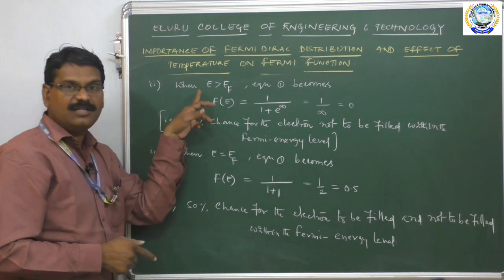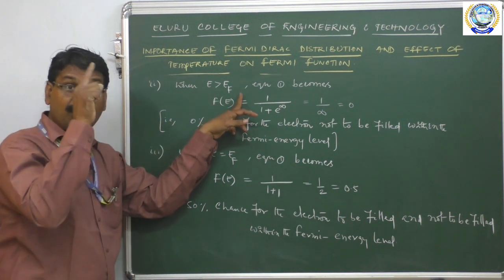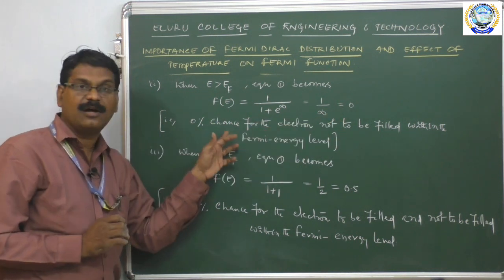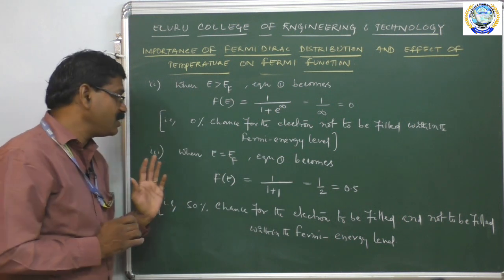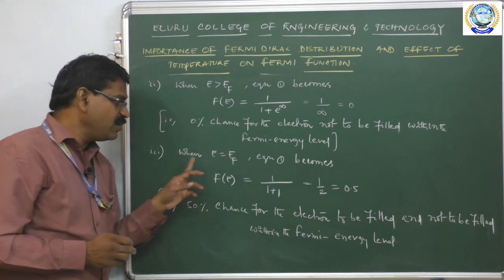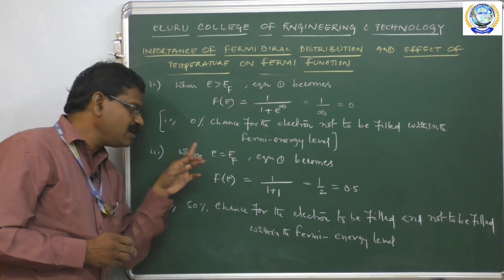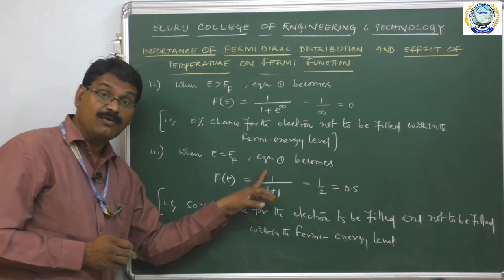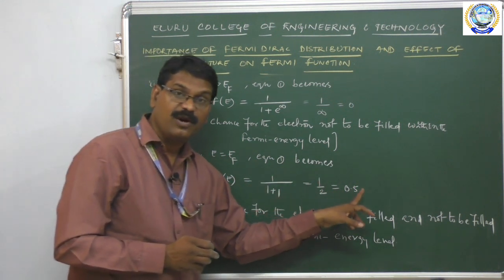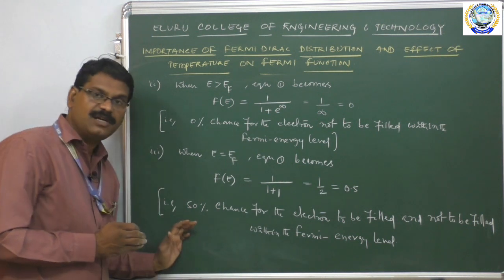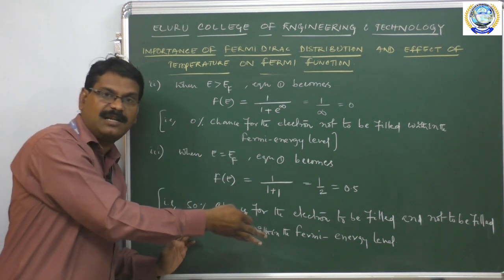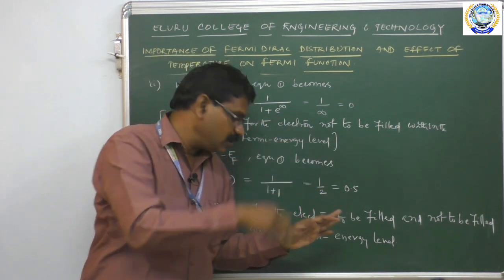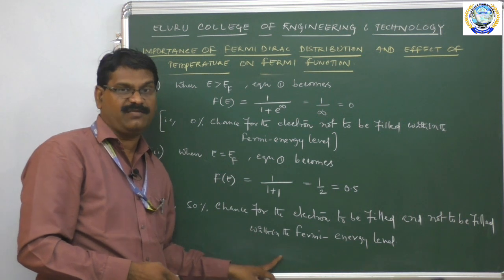But if you take the second case, E greater than EF, as you are going to receive f of E is 0, we are going to get only 0% chance for the electron to be filled in the Fermi energy level states. And when we take the third case, when E is equal to EF, that is energy level is equivalent to Fermi energy level, my equation 1 gives f of E is equal to 1 whole by 1 plus 1, you are going to get 0.5. That means 50% chances for filling of electrons within the Fermi energy level, and similarly 50% chances not to be filled within the Fermi energy levels.